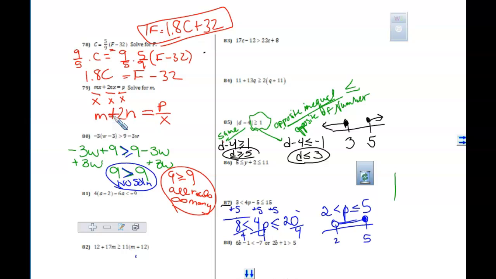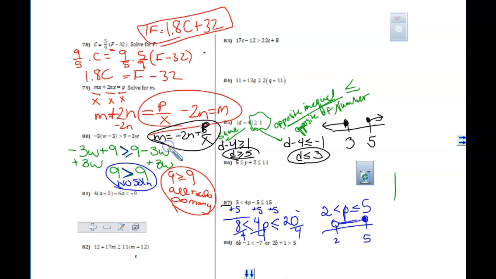So if I'm doing that, Jacob, what do I have to do next? Subtract 2n. And does it matter if I put p over x minus 2n equals m? Or if someone else writes their answer and says m is equal to negative 2n plus p divided by x? Does it matter which way? No, we just got to make sure in front of the 2n that it's negative and that the other one is a positive. But I can take either one of these answers.